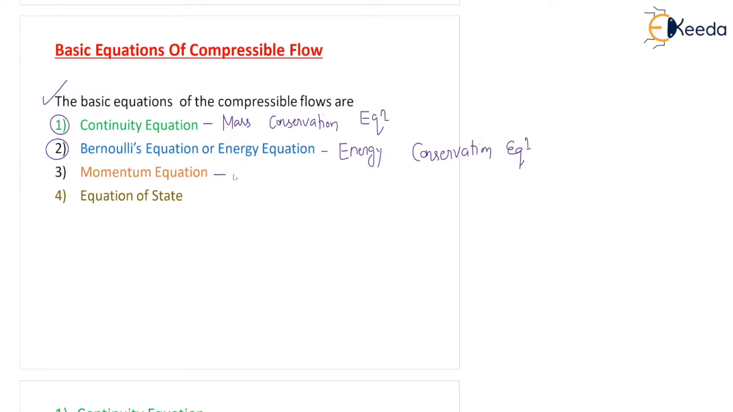Next one is your momentum equation, that is your momentum conservation equation. And the last one, the fourth, is the equation of state. The equation of state is the same, PV equal to mRT.